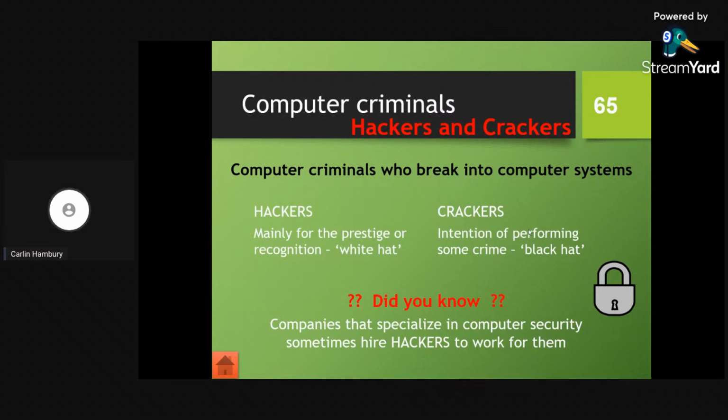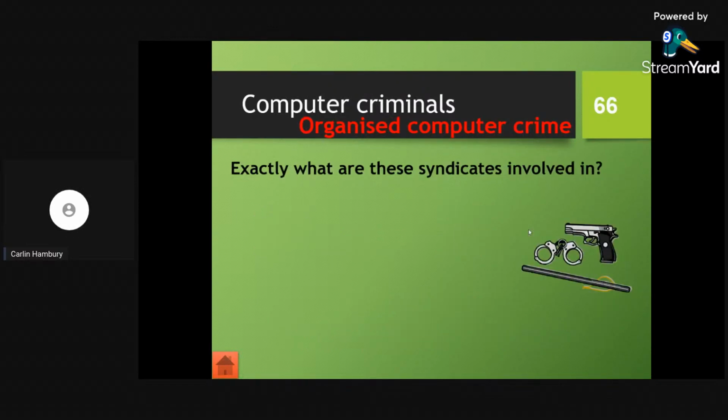So they mentioned there at the bottom, did you know that companies that specialize in computer security sometimes hire hackers to work for them? It's happened so many times. I know there was a big company in South Africa that was hacked a number of years ago, and they found the guy and they actually employed that person as their head of IT security. So, yeah, not saying that's going to happen to you. So please don't go and do that. But that is what happens.